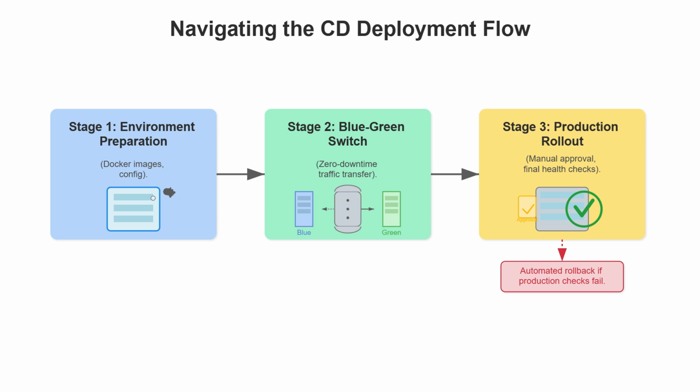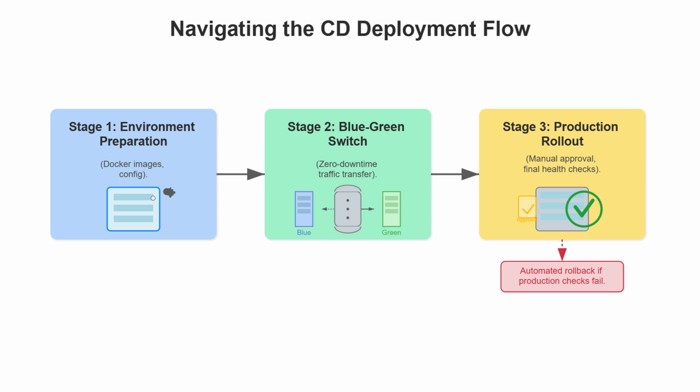Next comes the blue-green switch, which is where the magic of zero downtime happens. We maintain two identical environments, blue and green. One is active, serving live traffic, while the other is idle. When a new version is deployed, it goes to the idle environment. Only after it passes a series of rigorous health checks does the load balancer switch traffic to the newly deployed, now green, environment. The old blue environment remains as a safe rollback option.